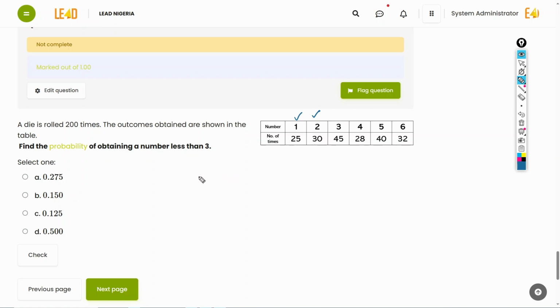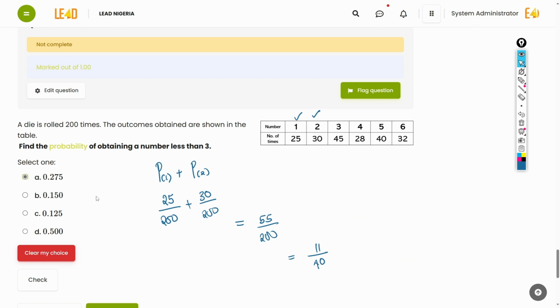So we are dealing with 55. All right. So you could say probability of 1 plus probability of 2, right? Those are your possible options. That will be 25 over 200, total is 200, plus 30 over 200. So that would be 55 over 200, 11 over 40. 10 is 0.25, so the correct answer has to be A, 0.275. You could use a calculator for that. That's fine. That's question 20.